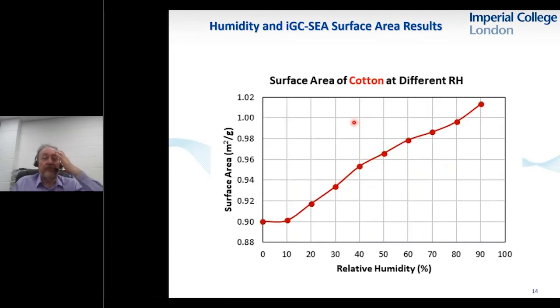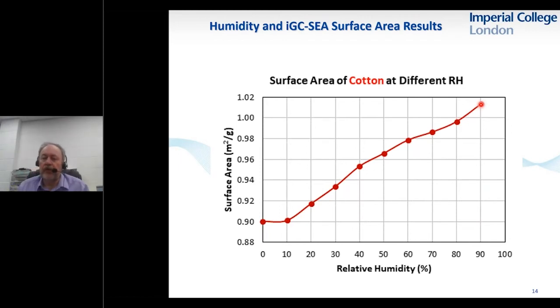But here's another interesting material. This is the surface area of cotton fibers. And what's interesting about this, of course, is that we're doing the surface area at different humidities. Now, that is not possible using nitrogen or krypton. You cannot do this volumetrically. So what you can see here, at low humidities, the actual surface area is constant at about 0.9 meters squared per gram. But as I increase the humidity, the fibers are effectively swelling and the surface area is increased by about 12%. So I can use my IGC approach to determine the actual surface area of a swollen hygroscopic material.